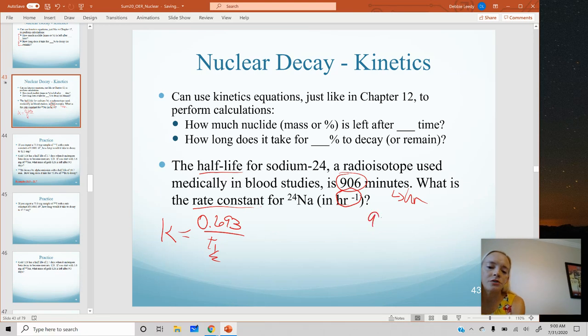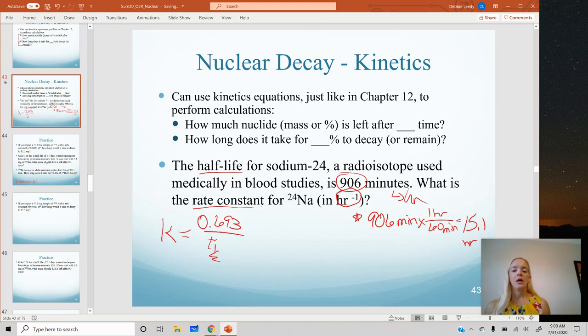So I'm first going to convert my time into hours. For purposes of showing work, if you're ever asked in my class to show your work for this, I don't need to see this time conversion. I assume at this point that you know how to do that. I'm just showing it here to make sure that we're all on the same page, getting the same number. So that half-life in minutes converts to 15.1 hours.